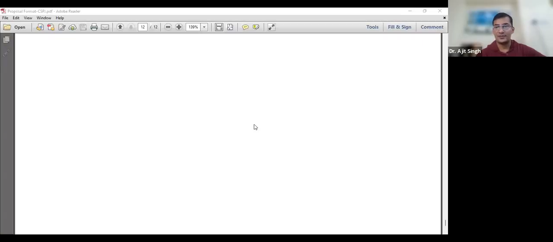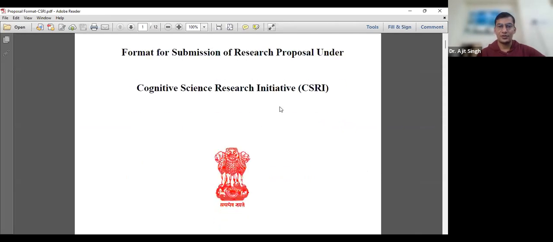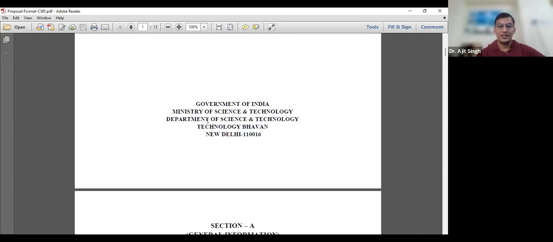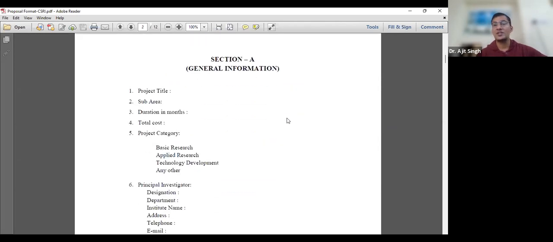Look at this. I think this is the full proposal format. Yes, this is the full proposal format for the Cognitive Science Research Initiative of DST, the Department of Science and Technology. So here they start. See the proposal.